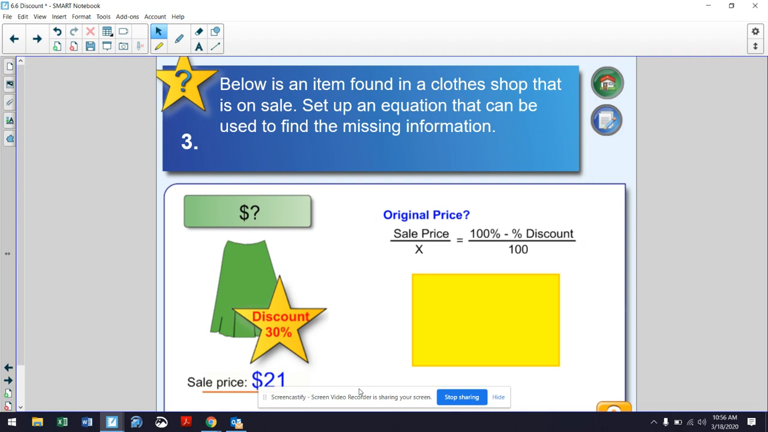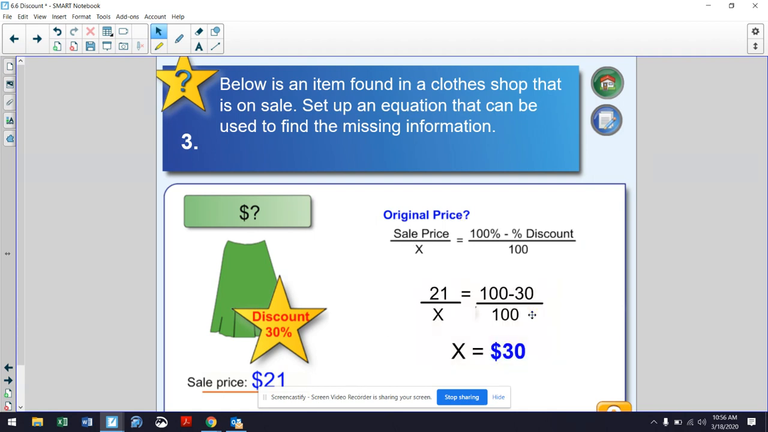Hopefully you found this one. So we want to know the original price. We're just going to plug in all the things that we know. So 100% minus the 30% discount. So that would go 70 over 100. Then our sale price is 21 and X represents the original price. Using cross multiplication, we're just going to figure out what X is and we get $30. So the skirt cost $30. It was 30% off. We only paid 21.